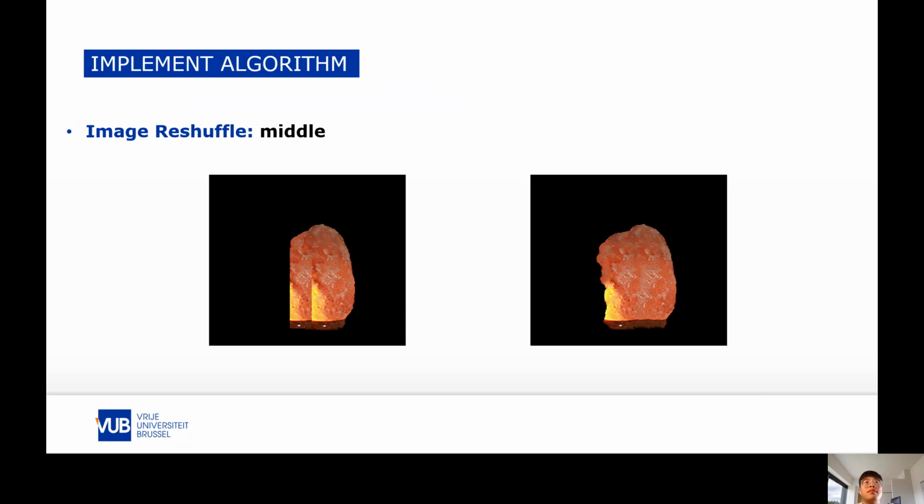When we use the method of image reshuffle, we just make a rectangle like this one, and drag it to the hole. Then the result comes, but it costs some time, and its outer border may be bent.